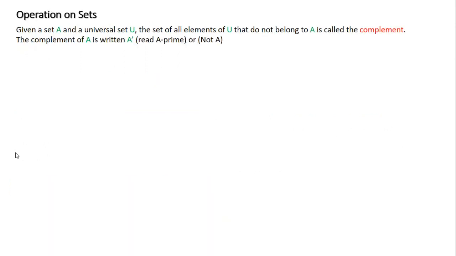All right, operations on sets. Given a set A and a universal set U, the set of all elements of U that do not belong to A is called the complement. The way we write complement is with a little hyphen. So the complement of A is written as A hyphen, or read as A prime or not A. It's the complement. Any of those is how we read them.